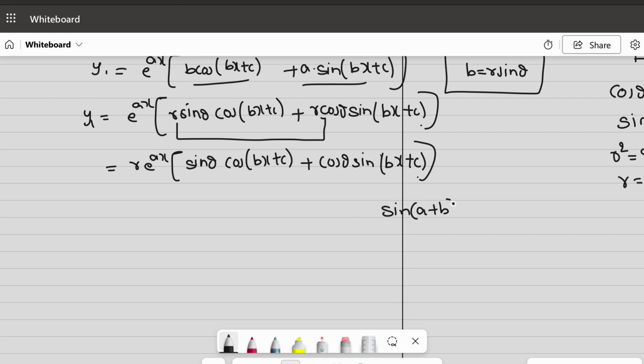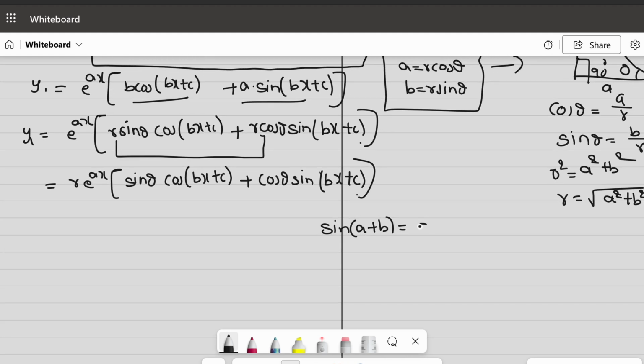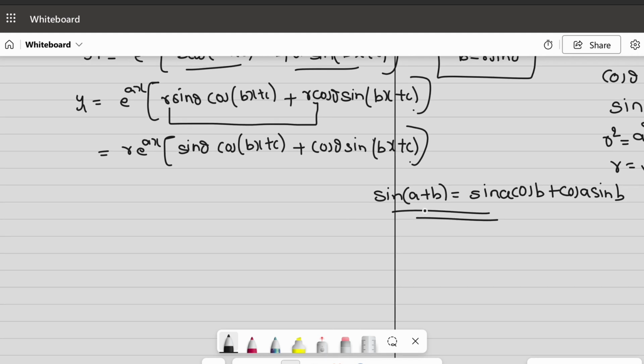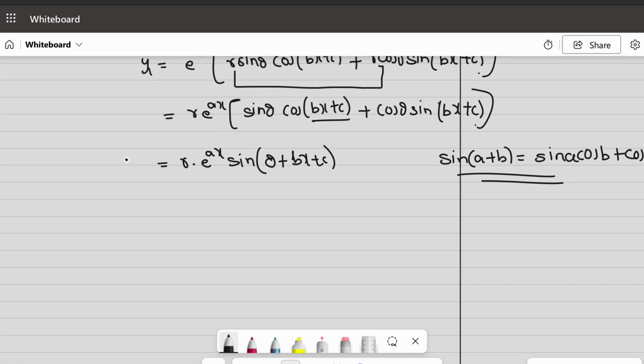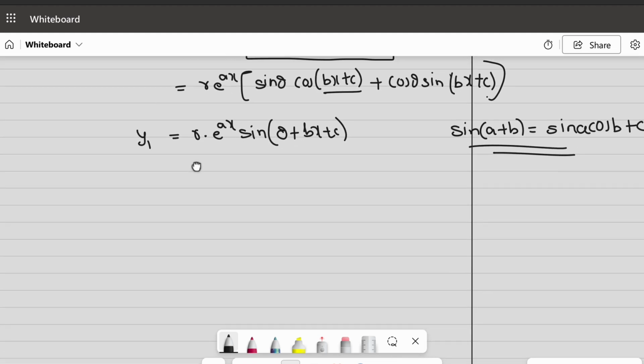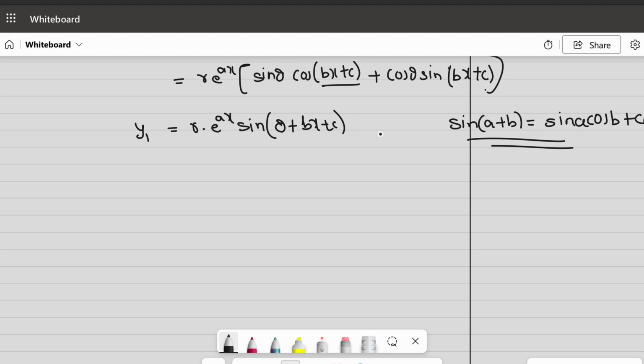Sin of A plus B equal to sin A cos B plus cos A sin B. With the help of this formula, we can write it as r into e power ax into sin of, here A means theta, plus B means bx plus c. This is the final derivative for y1 after replacing the a value and b value with r cos theta and r sin theta.